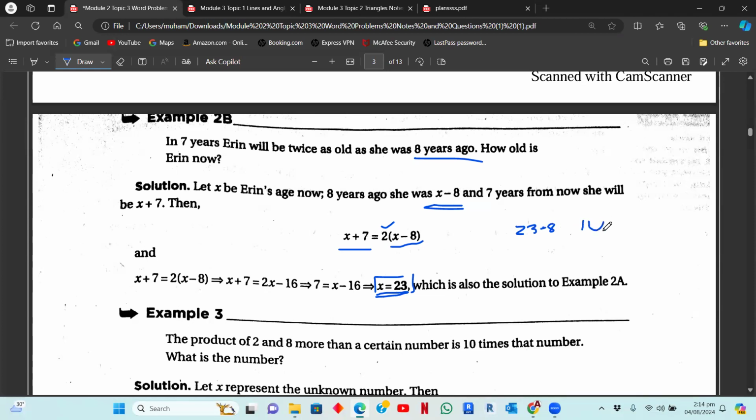14. So if Erin is 7 now, she's going to be 14. Yeah. Okay.